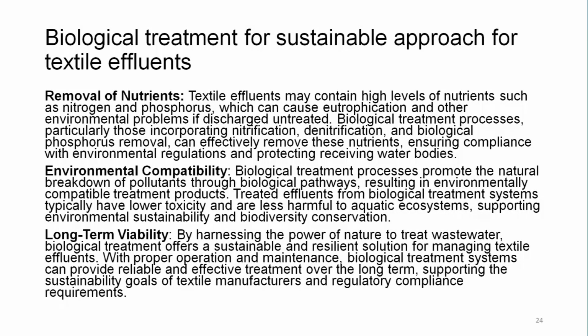Removal of nutrients. Textile effluent may contain high levels of nutrients such as nitrogen and phosphorus, which can cause eutrophication and other environmental problems if discharged untreated. Biological treatment processes, particularly those incorporating nitrification, denitrification and biological phosphorus removal, can effectively remove these nutrients, ensuring compliance with environmental regulations and protecting the receiving water bodies.